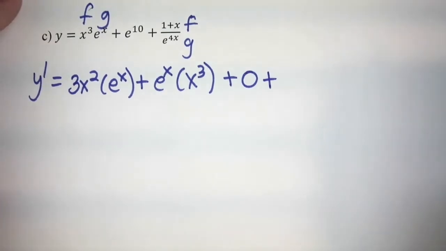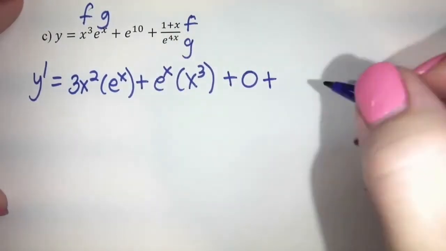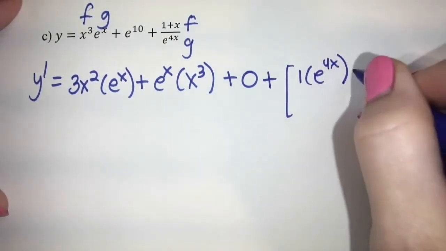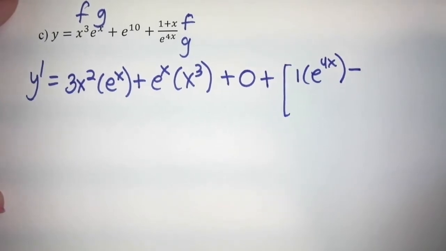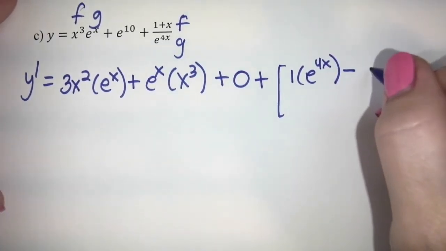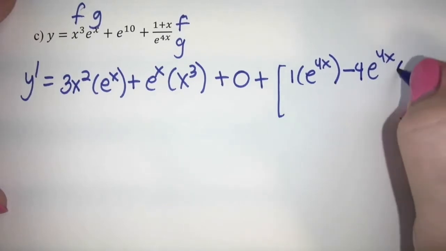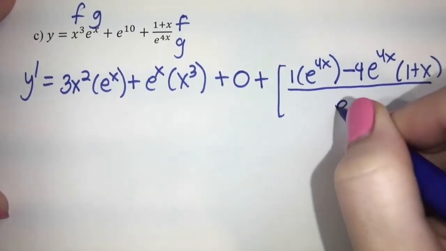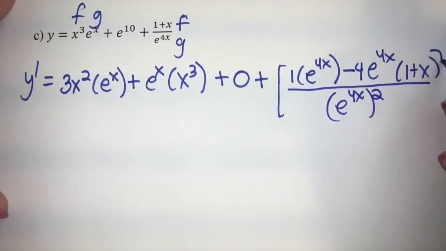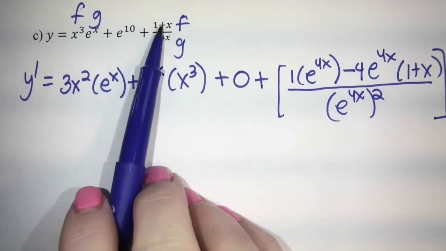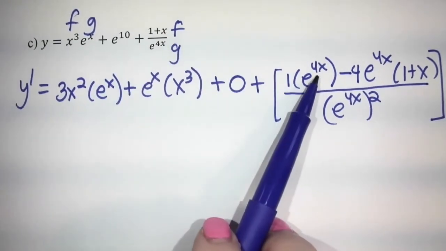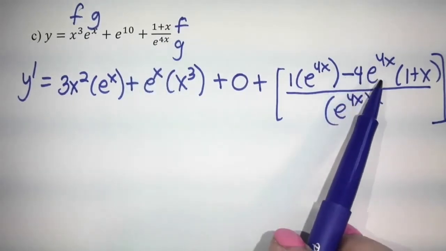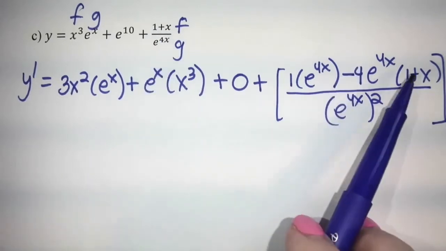And then we have quotient rule. Derivative of the top, derivative of 1 plus x would be 1 times e to the 4x, minus derivative of the bottom, derivative of e to the 4x would be e to the 4x times 4, and then times the top, and then all over e to the 4x squared, all over the bottom squared. So again, derivative of 1 plus x is 1 times the bottom left alone, minus derivative of the bottom, derivative of e to the anything is e to the anything times the derivative of the anything, times the top left alone, all over bottom squared.